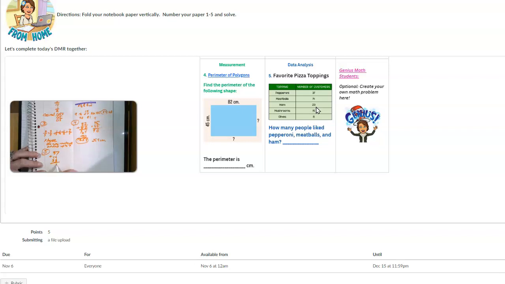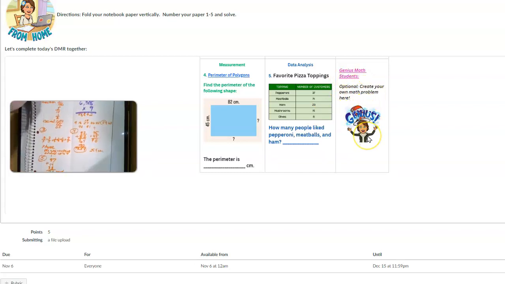10 plus 4 more. 14, 3, 4, 5, 6, 7. 74 people liked pepperoni, meatballs, and ham. Feel free to create a math problem of your own over here.